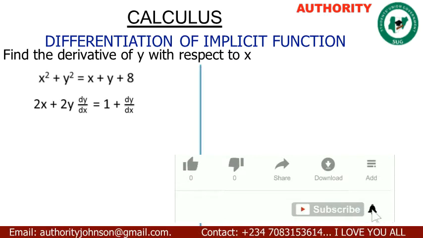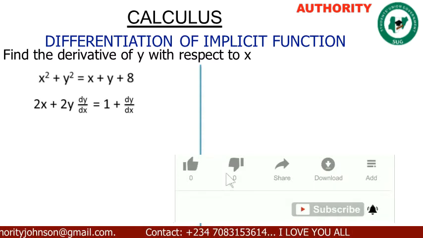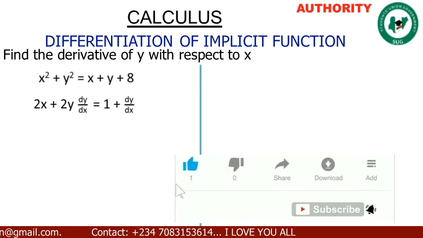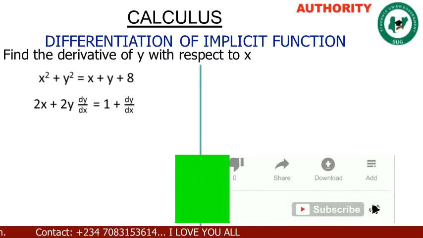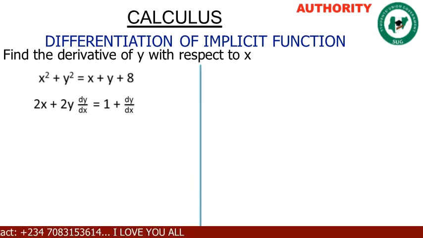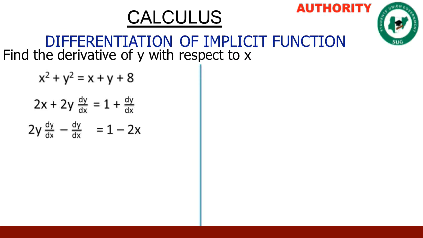Now let's go. We are having 2x plus 2y dy/dx is equal to 1 plus dy/dx. Okay? Now from here, let's collect the like terms, the ones that are having dy/dx. Let them come to one side. So that means we're going to have 2y dy/dx. Now when dy/dx is coming to this side, it will be minus dy/dx is equal to 1. We take 2x to the other side, it will be minus 2x.